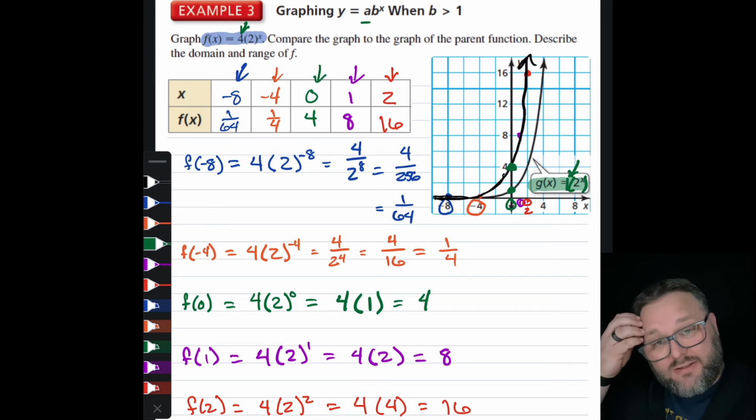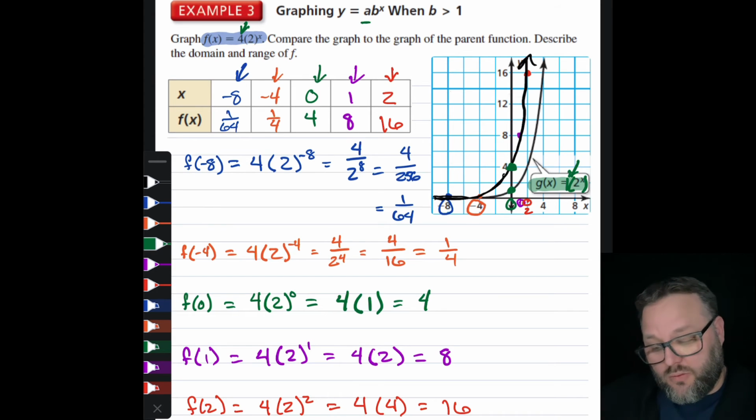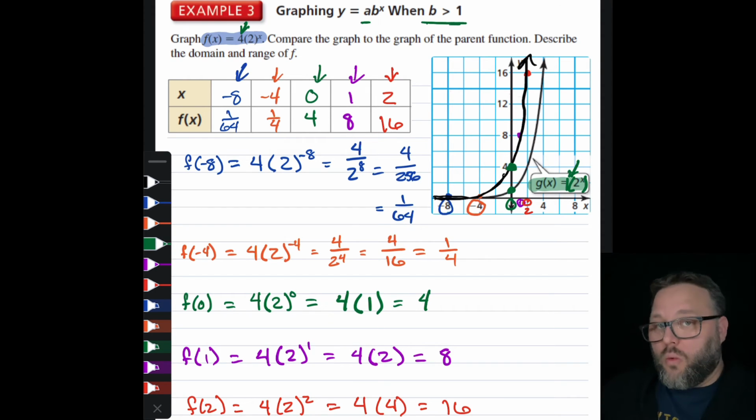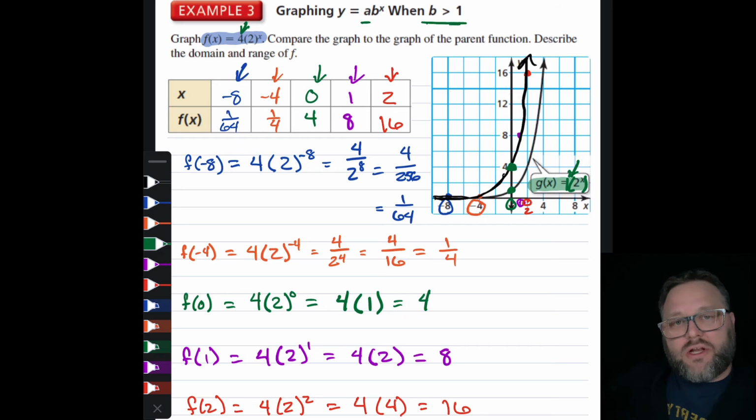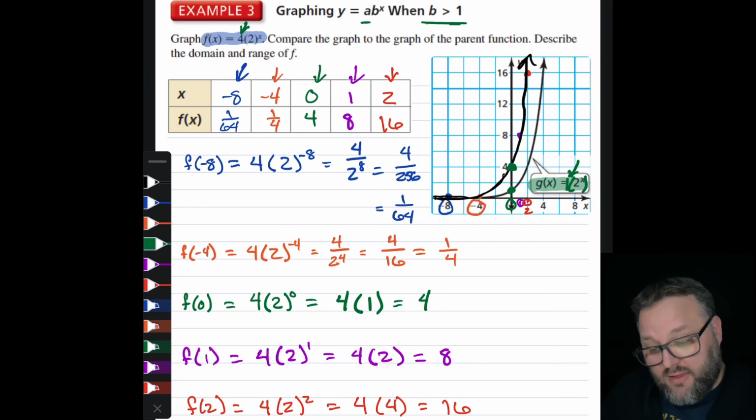And what that tells us is if we have a parent function where b is greater than 1, and basically it's saying this right up here, anytime b, or our base, is greater than 1, whatever is being multiplied by, the 4, the coefficient of it, that's actually how much it's stretching all of our points from the parent function. And that's our comparison.